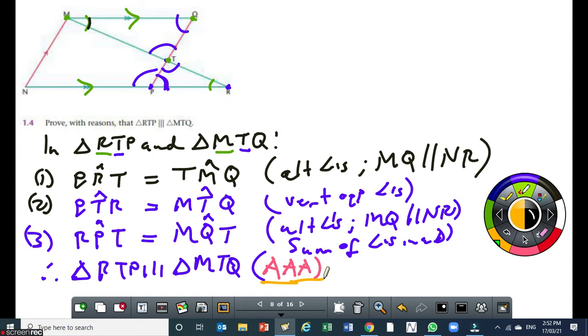If you want, you can put the angle sign 3 times: angle, angle, angle. But I prefer to just write triple A. Whenever you prove that triangles are similar, this is the layout. This is the layout that I expect from all of you. Okay? Any question before I move on to the next?